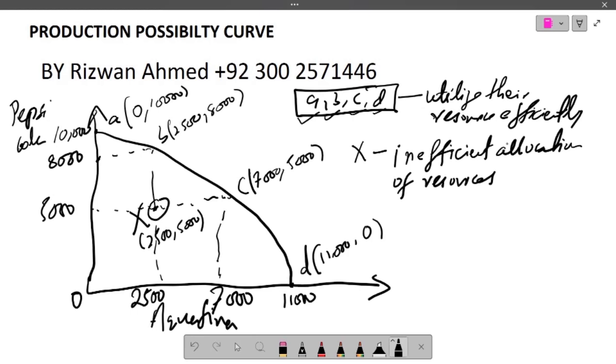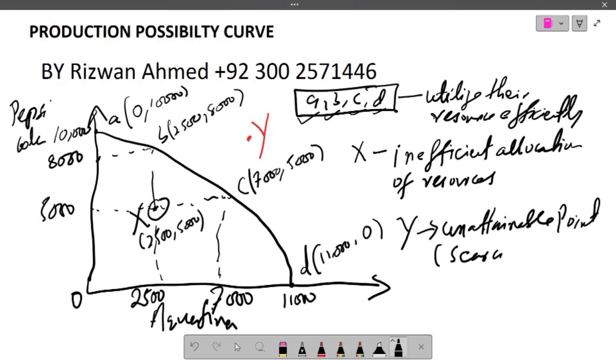Okay, let's suppose Pepsi is producing outside, and that is point Y. So what does this Y show? That Pepsi has a desire to produce higher production, but they have a scarcity of resources. So you can call the Y point an unattainable point, or you can call it scarcity of resources.